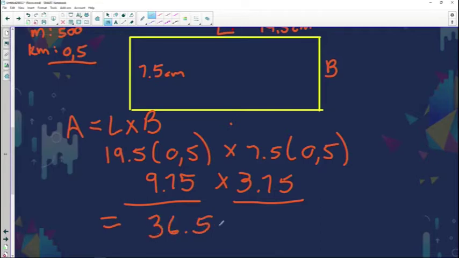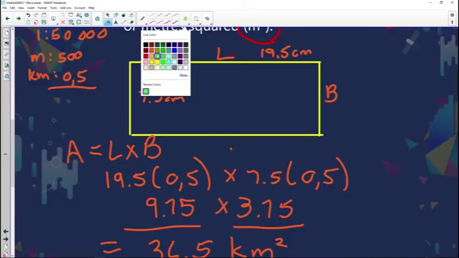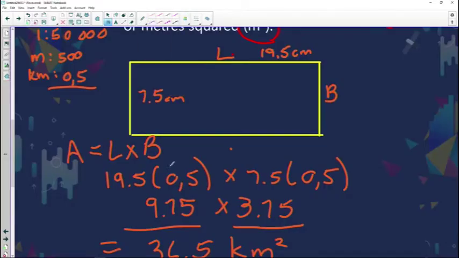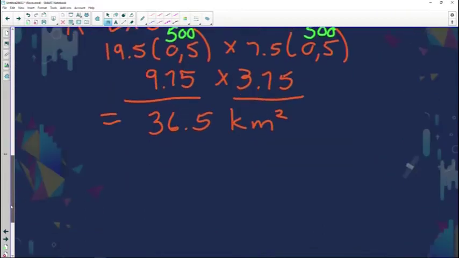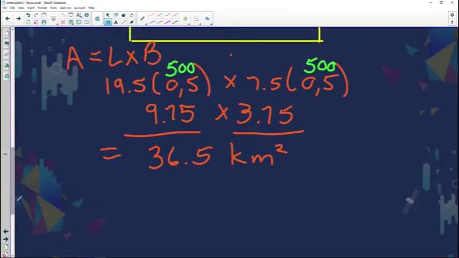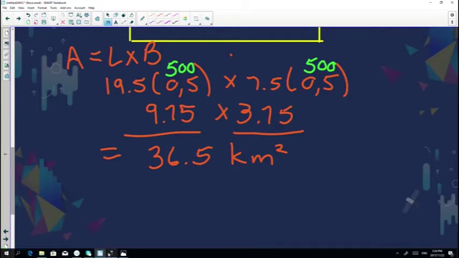And what will the answer be expressed in? In square kilometers. If the question stated, calculate the area of this block on the topographical map, but give your answer in square meters, what will change? Just the formula that we use when we measure the length and the breadth. So in this case it will be 500 over there and 500 over there, and eventually our answer will be expressed in meters. So let's just quickly calculate it.